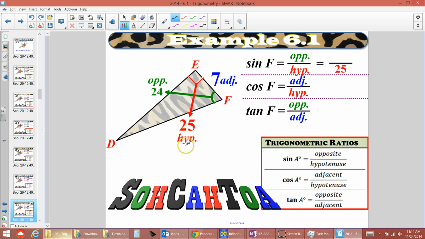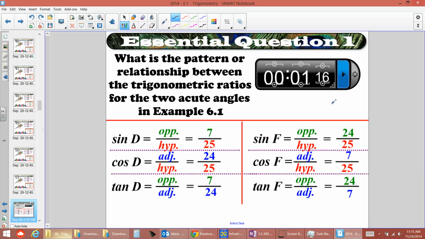The hypotenuse is still 25, the adjacent side is now 7, and the opposite side is 24. So we're just plugging in information where it goes. When it says opposite, you put in the opposite side. When it says adjacent, you put in the adjacent side. When it says hypotenuse, you put in the hypotenuse. And this will be the main bulk of what you're going to be doing for this chapter 6.1.